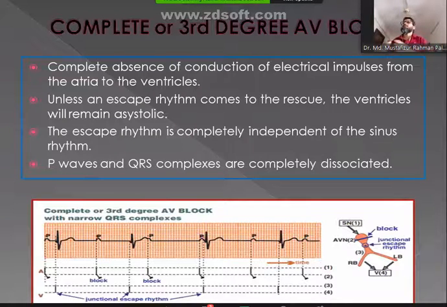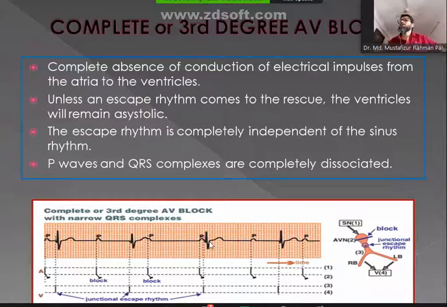And the next one is complete or third degree heart block. Possibly it is easier than the others. The P wave is regular and the RR interval will be regular. P waves will be more, QRS complexes will be fewer, and there is no relationship between the P wave and QRS. Atria will contract independently, ventricles will contract independently, absolutely dissociated. So there is no relationship between P and QRS, no regular PR interval, and the rate is low.